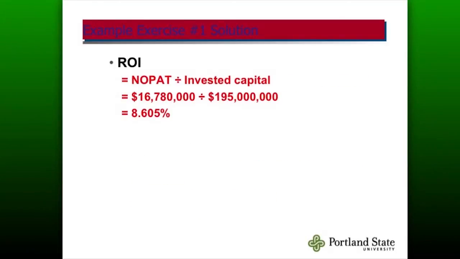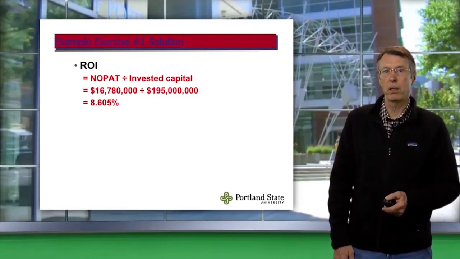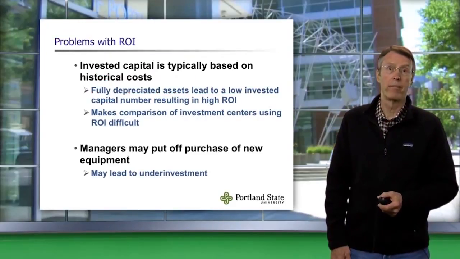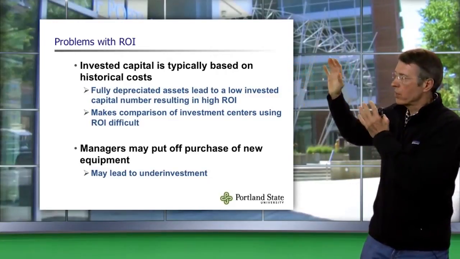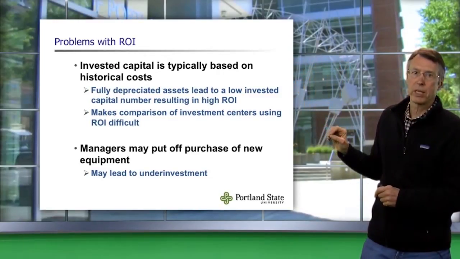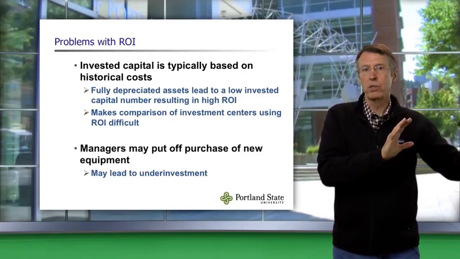The ROI slide shows we get NOPAT divided by our new invested capital for a return on investment of 8.605%. Play with that until you get comfortable with the adjustments there. Now, some of the problems we have here is, what is the right level of invested capital? Many times we're basing it on historical costs.